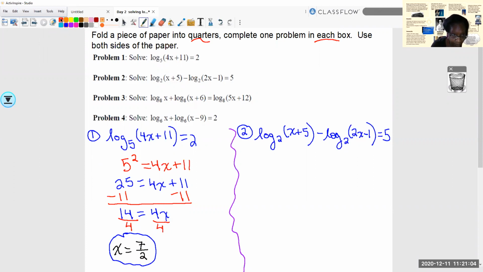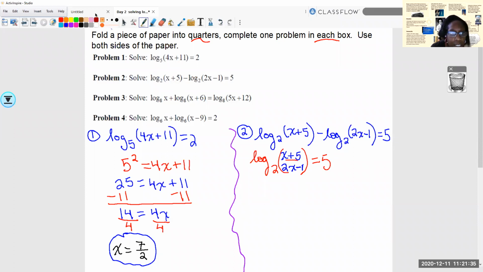Okay. Breathe in, breathe out. 2. We're going to apply your quotient property, consolidate this log base 2. So it's going to look like this. Log base 2 quotient property, you need a fraction. And this is going to equal 5. I want to put everything in there first. Top is x plus 5. First come, first serve. Denominator is 2x minus 1.